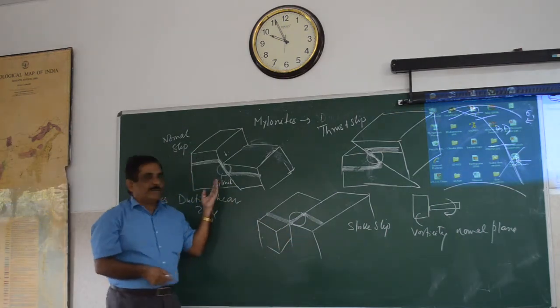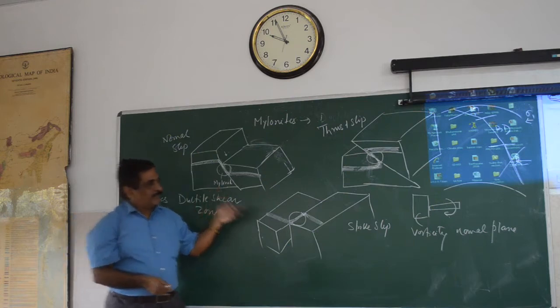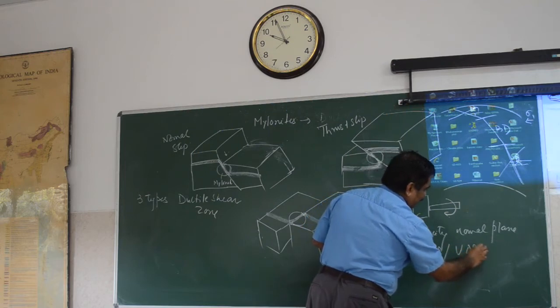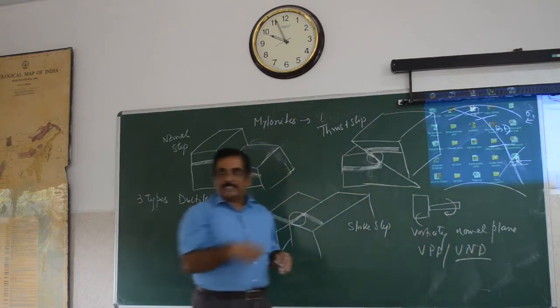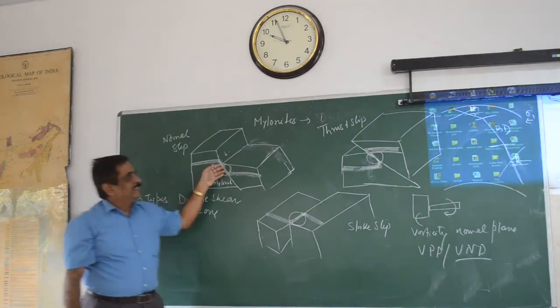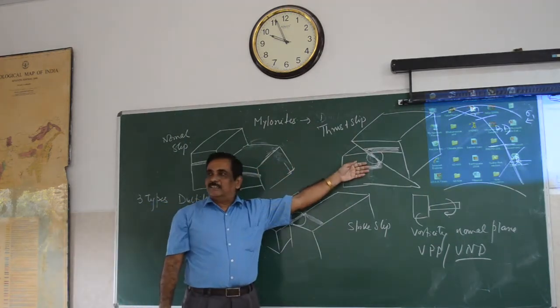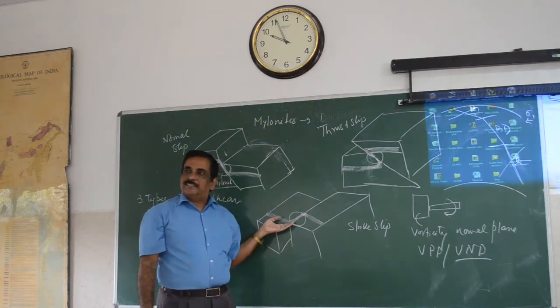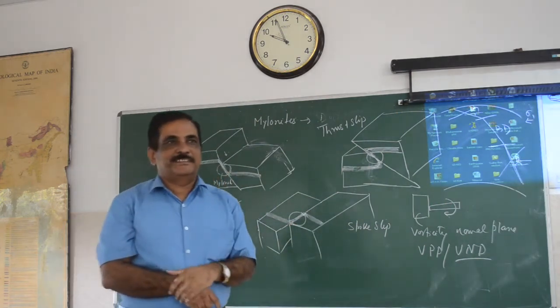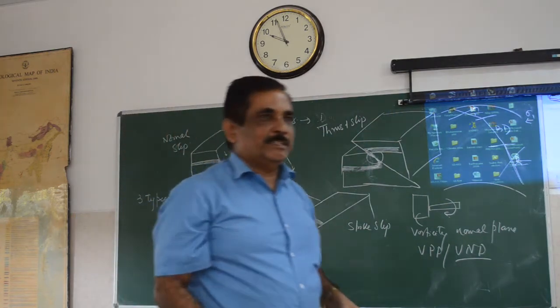So in case of a normal fault, your vorticity normal plane, some people say VPP or VNP, let us write. That plane is vertical. In this case, plane is vertical. In this case, plane is horizontal. Understood this part or not? Tell me. You did not understand?